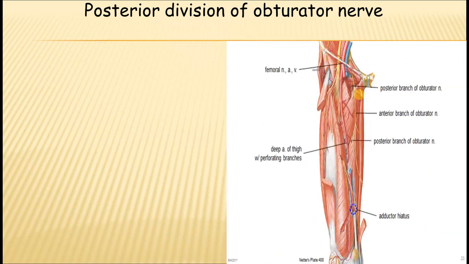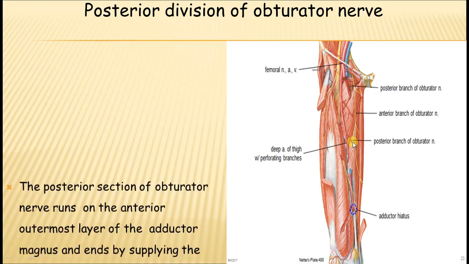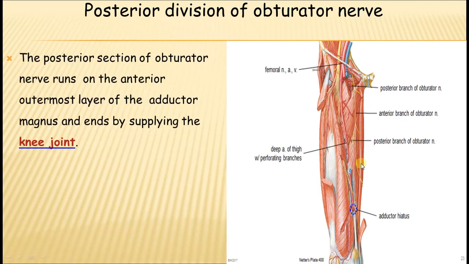Occasionally the posterior division of the obturator nerve is also seen here. So you are able to see the posterior division of the obturator nerve sometimes forms, and it ends by supplying the knee joint.